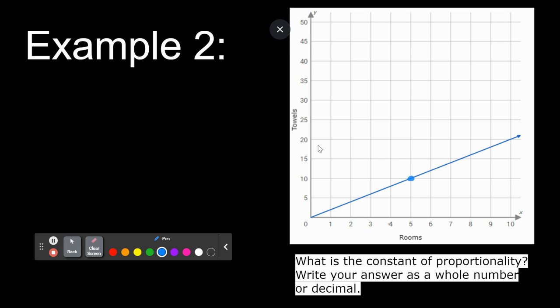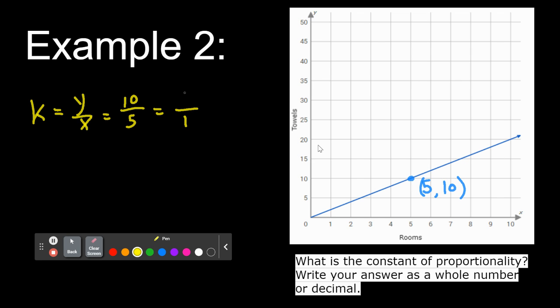Well, what point is this? This is 5, 10. Now we're just going to take that to find our constant of proportionality, which is y over x. And we're going to put our y, which is 10, over our x, which is 5. And we see that that would reduce down to 2 over 1. So our constant of proportionality is 2. Right? Y over x, what's y divided by x? Y divided by x is 2.